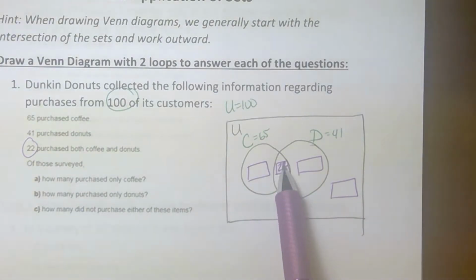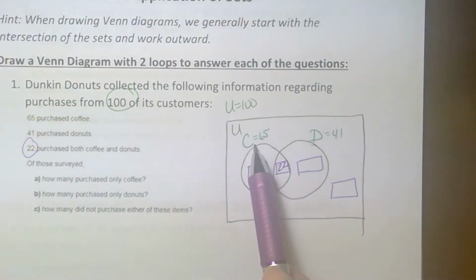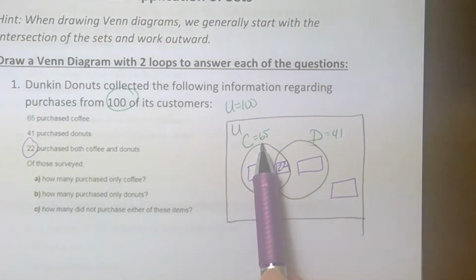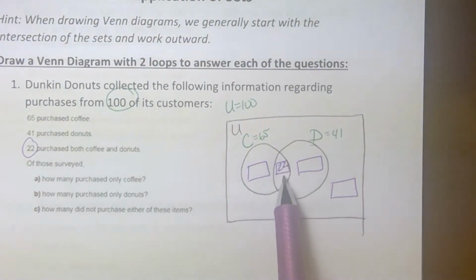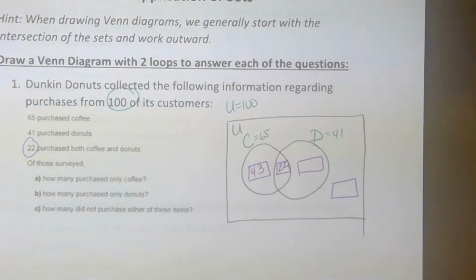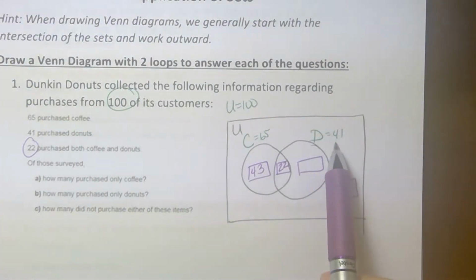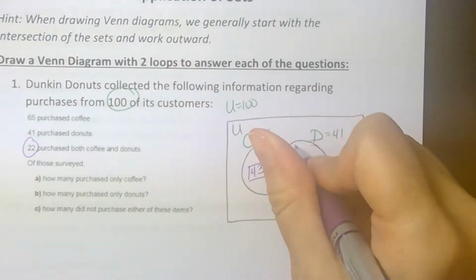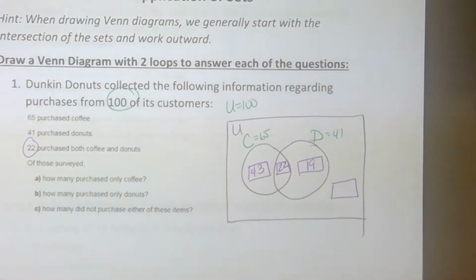Well, if 22 people bought both, how many people bought just coffee? A total of 65 bought coffee. 65 minus this 22 that's already on my diagram leaves me with 43 people who bought just coffee. 41 total people bought donuts. 22 of them are already here because they bought coffee too. 41 minus 22 leaves me with 19 people who bought just donuts, not coffee.